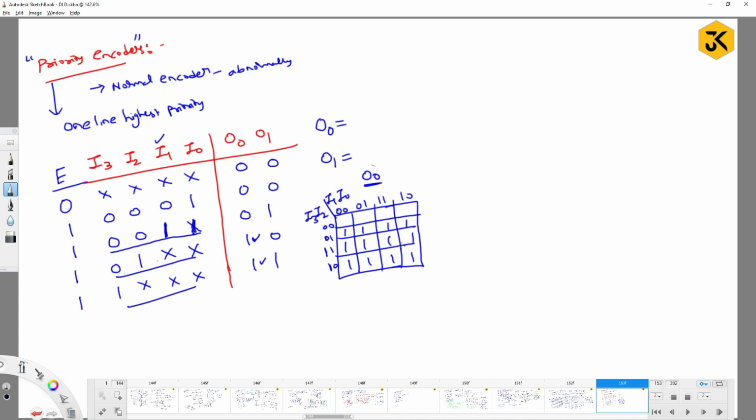Now try to simplify. What is the maximum subcube possible? 8, a 2 cube is 8, and I can take this also. If you simplify this one, you get I2. If you simplify this one, you get I3. So simply O0 is I2 or I3. Similarly, you can solve it for O1.